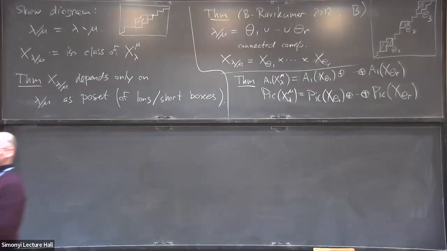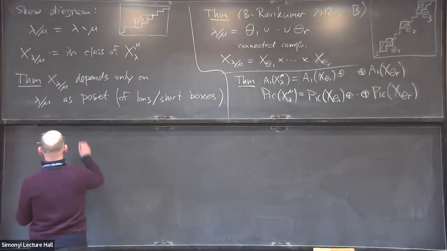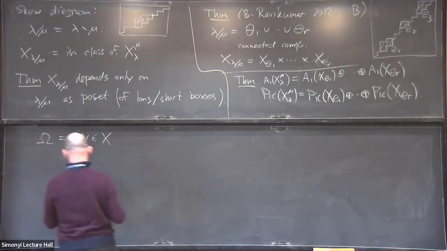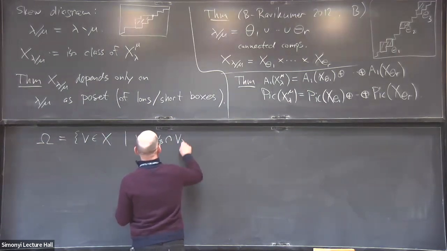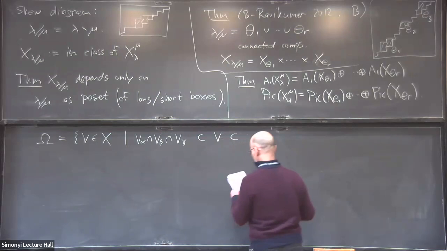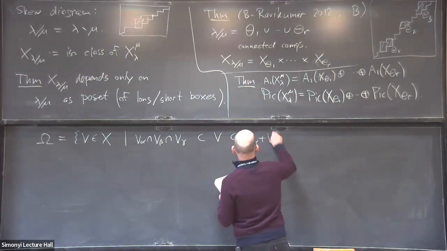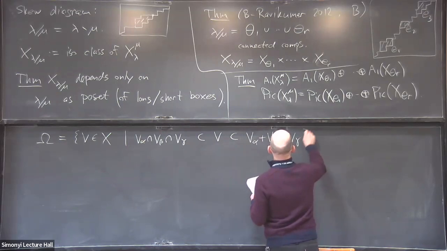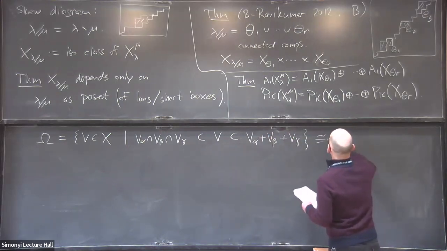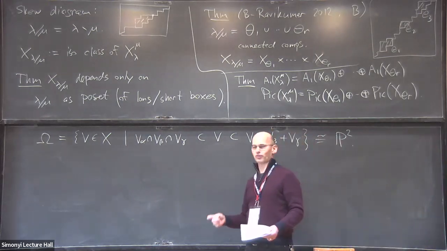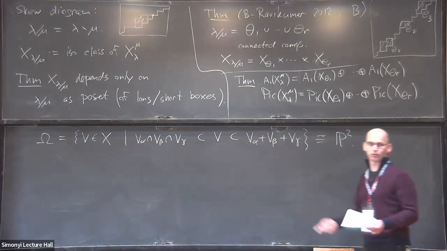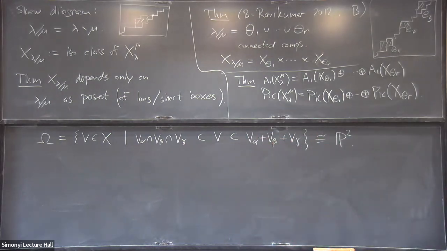Sorry, so what was the answer for Grassmannians? Is it always a P2? For Grassmannians, it's always a P2. And let me just say what it is. It is all V in your Grassmannian for which V alpha intersect V beta intersect V gamma is contained in V, that is again contained in V alpha plus V beta plus V gamma. This is always isomorphic to a P2 because you can check the adjacency condition means the dimension jumps by 3. So that's your P2.